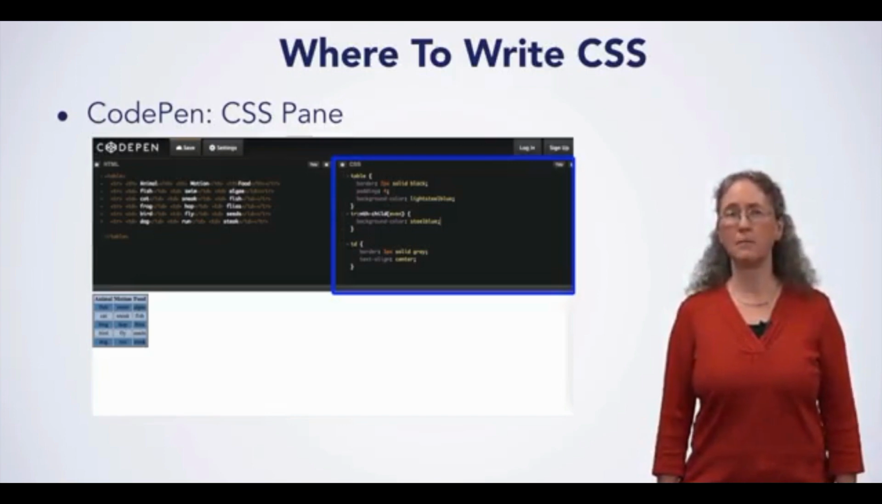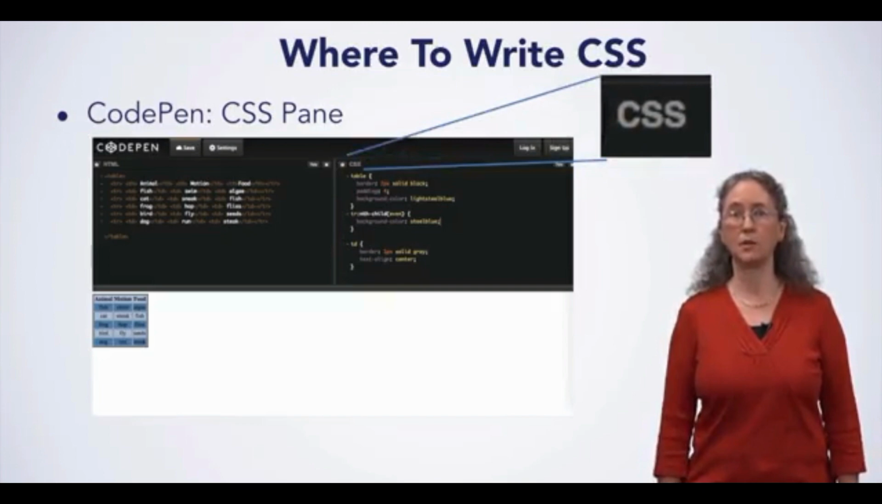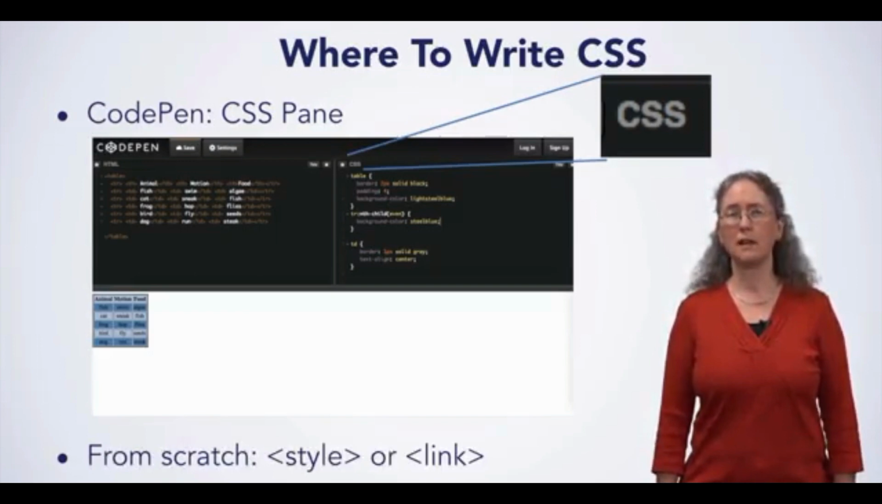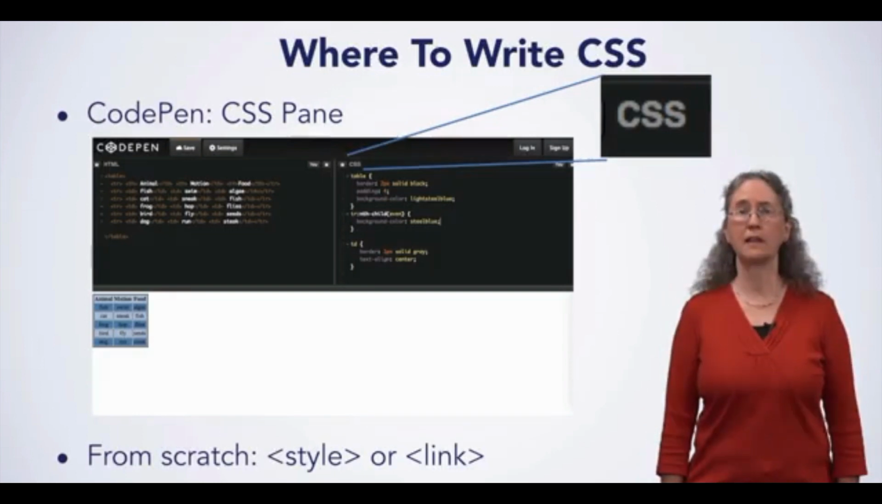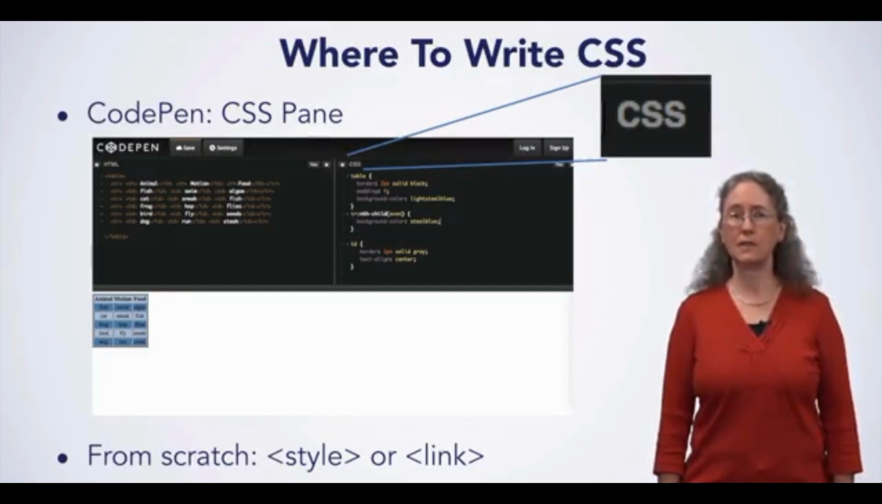You can identify it by the fact that it says CSS in the top left corner of that pane. Also, don't worry about the slightly fancy CSS in this window. It makes a nice looking table, but you only need to learn the basics. If you were writing a web page from scratch without a tool like CodePen, you could include CSS by either using the style tag and writing the CSS inside it, or by using the link tag to link to a style sheet. Either of these tags go in the head portion of your HTML.